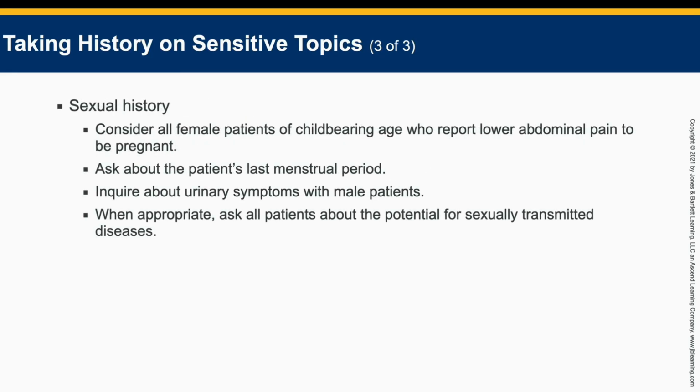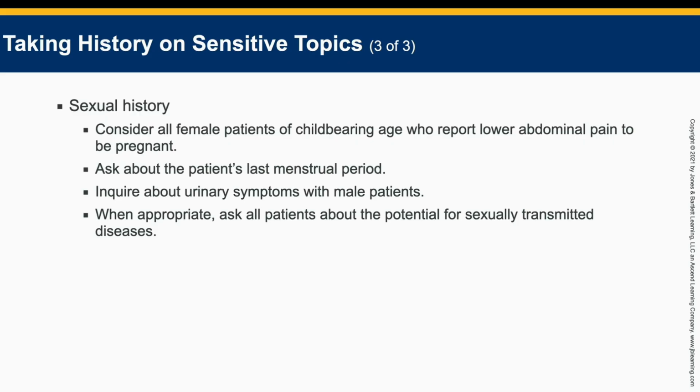Another area that may come up during history taking involves sexual health history, which can sometimes be a sensitive topic for patients. In certain situations, asking these questions is important to understand the possible causes of the patient's symptoms. For example, female patients of childbearing age who report lower abdominal pain should always be considered potentially pregnant until proven otherwise. Pregnancy can affect both the diagnosis and the type of care that should be provided.